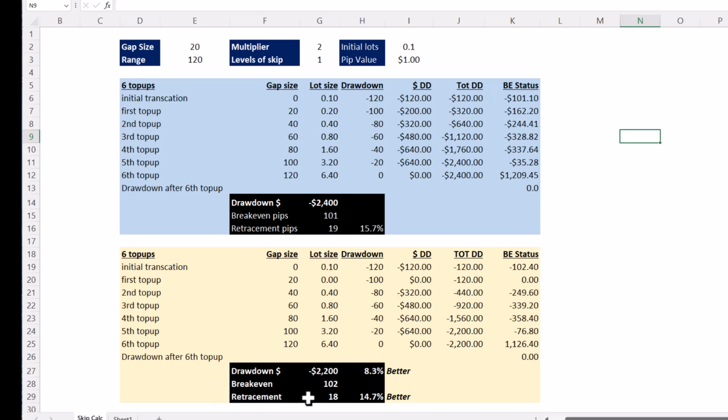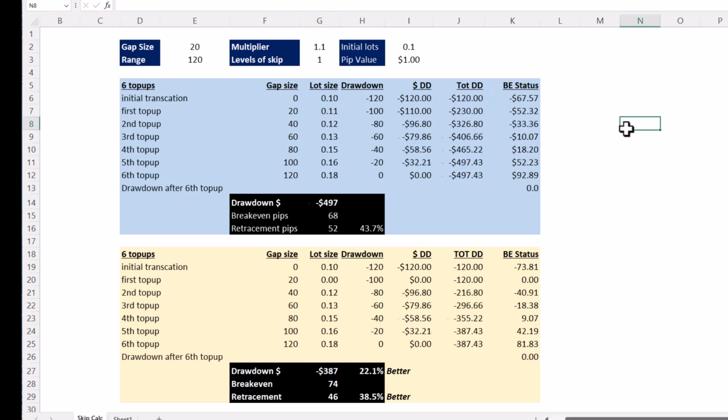And then the retracement needed is only 18 pips. So not a great improvement if you're using martingale, but the traders of the Liberty range generally use 1.1 as their multiplier, and that's where you get these more reasonable numbers. Still a huge improvement on drawdowns and a huge improvement on retracement to get to your break-even level.